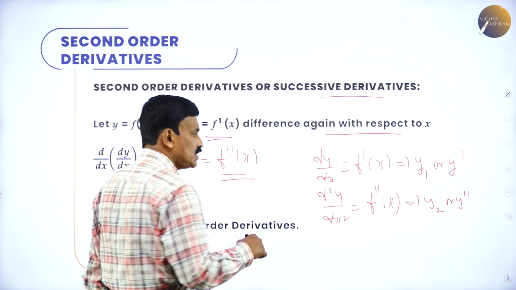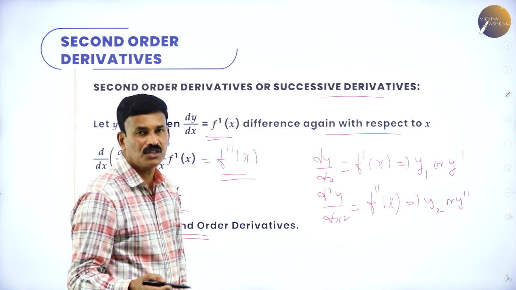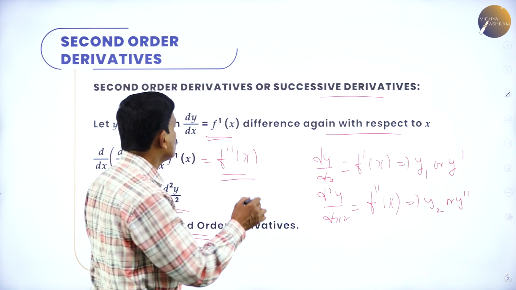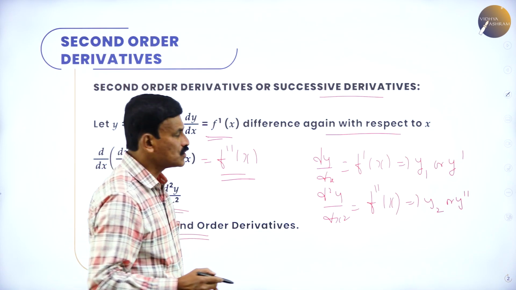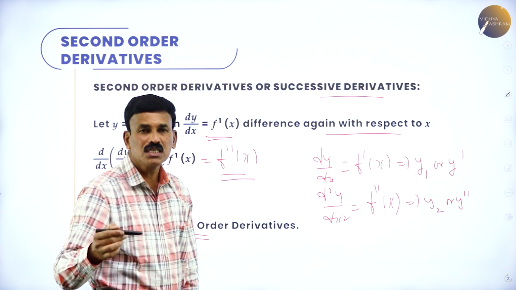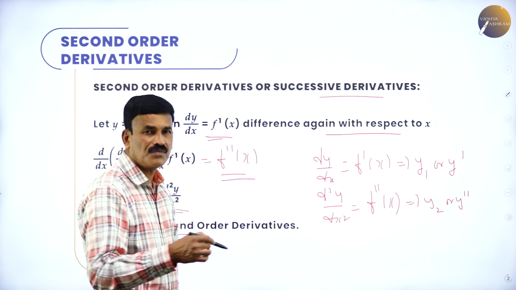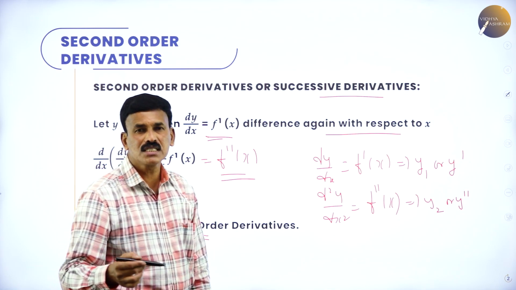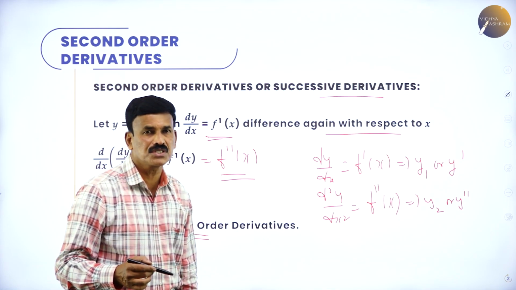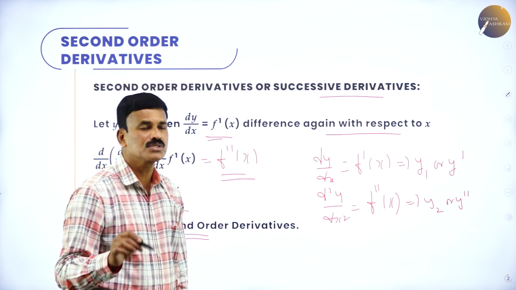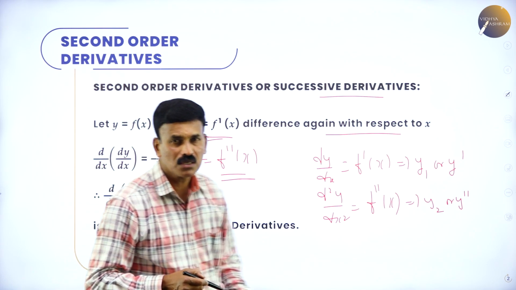Suppose you differentiate this again, you are going to get the third derivative, fourth derivative, fifth, and so on, up to the nth derivative. That is called successive differentiation. If you differentiate n times, you are going to get the nth derivative, that is first, second, third, fourth, fifth, like that. Now in your syllabus you are going to study only second derivatives. Now move on to the problems.